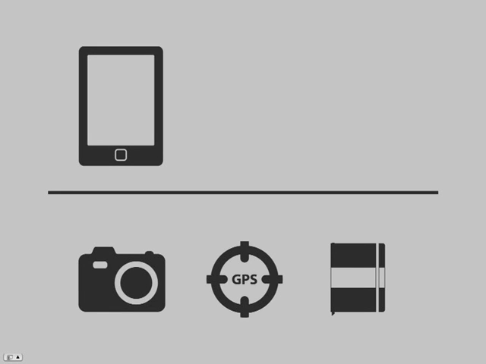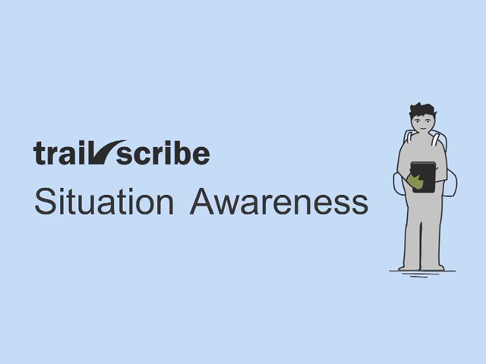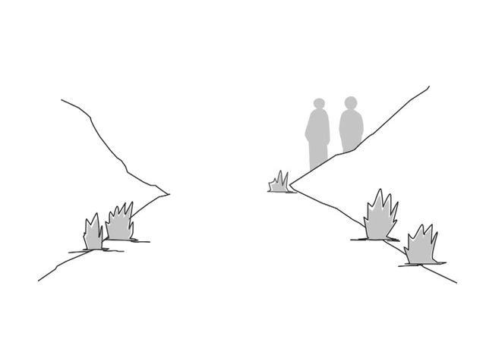In this story, Sandra used her TrailScribe tablet in place of a field notebook, camera, and GPS unit. The TrailScribe helped her collect data faster and stored it in a structured format that will be easier to analyze later. Our second story will show how TrailScribe supports situation awareness.